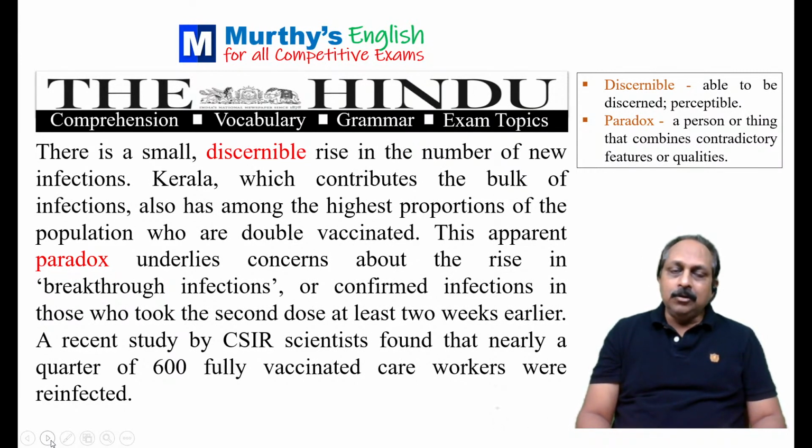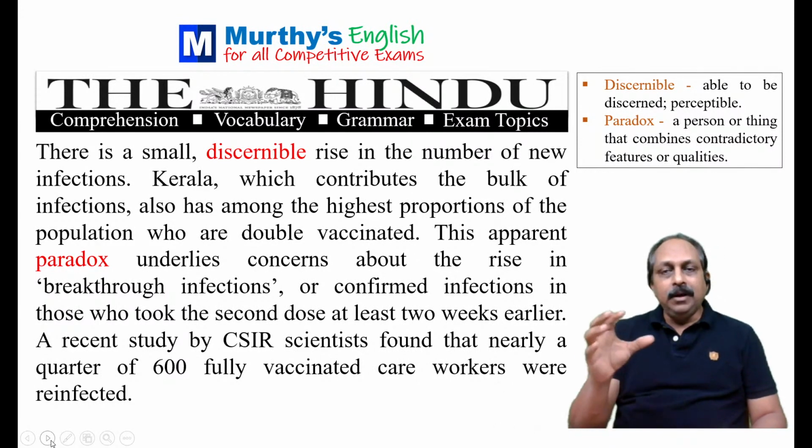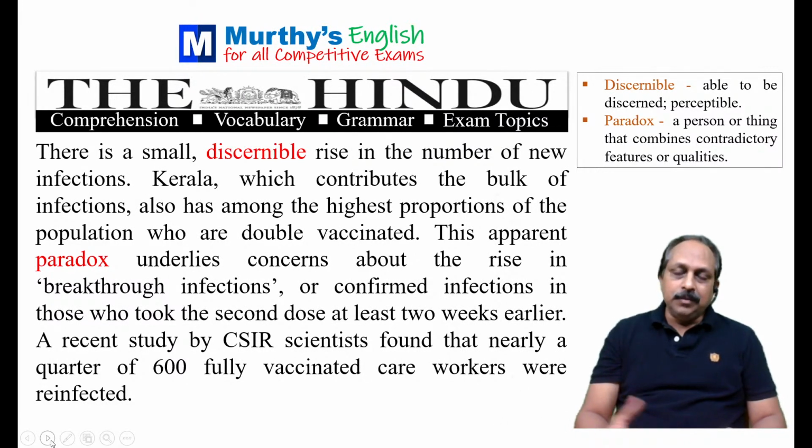Kerala, which contributes the bulk of infections, latest news says almost 70%, 66.9%, the new cases are from the state of Kerala. Kerala, which contributes the bulk of infections, also has among the highest proportions of the population who are double vaccinated. The paradox here: people are double vaccinated, still they're getting infected because of the new variants. And Kerala, it talks about a rise in the number of new infections, one thing. And where exactly? The place is Kerala. Kerala, which contributes the bulk of infections, about 70%, also has among the highest proportions of the population who are double vaccinated.